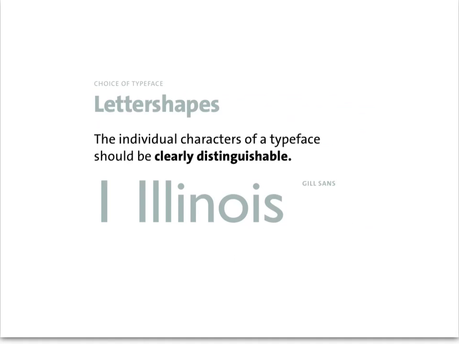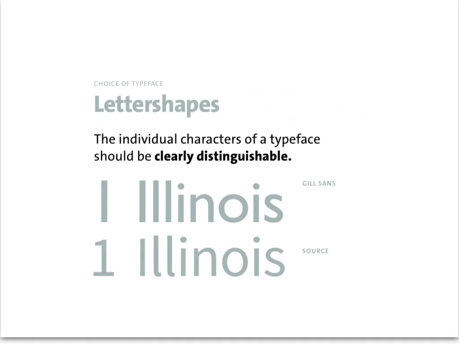Remember the two versions of the word onsdag, Danish for Wednesday? The main reason why the sans typeface was not as readable as the serif one is that the letters look pretty much alike. The individual characters of a typeface should be clearly distinguishable. Gill Sans is a typeface where you can easily confuse the uppercase I, the lowercase l, and the numeral 1, as opposed to the new Adobe typeface Source, where these 3 characters are clearly different. These individual differences are making Source easier to read than Gill Sans.